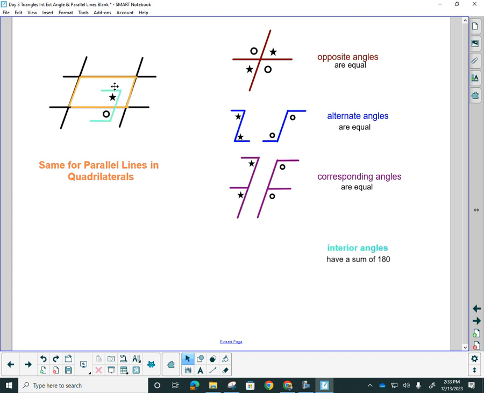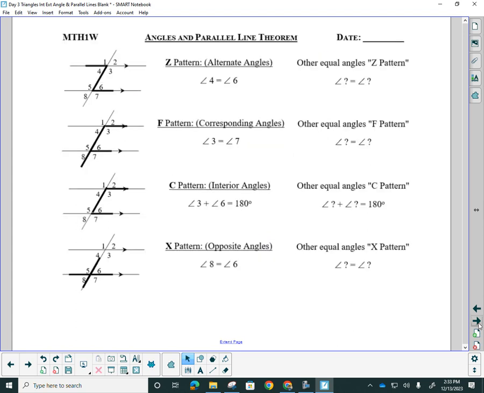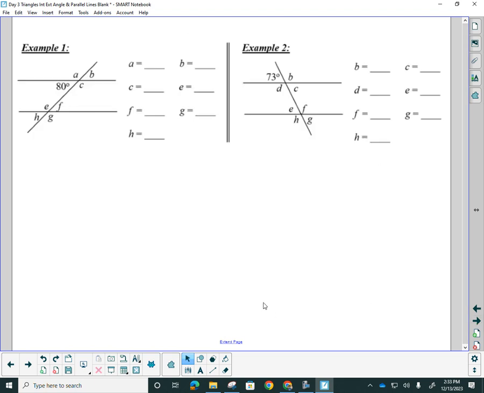And then we have the C pattern, the co-interior, and they don't tell you that they are equal, but they do tell you that they add up to 180. So again, some neat visuals just to make sure we all have all those. So these are all summarized on your sheet. The Z pattern, F pattern, C pattern, and X pattern, and we'll use those to try and answer a couple of questions. So we have this picture here, and there's lots of ones that we could find first.